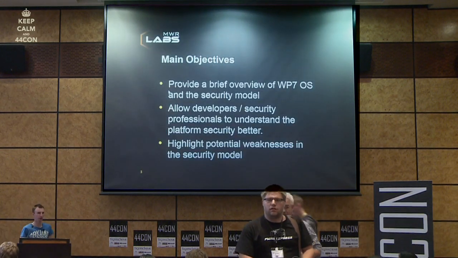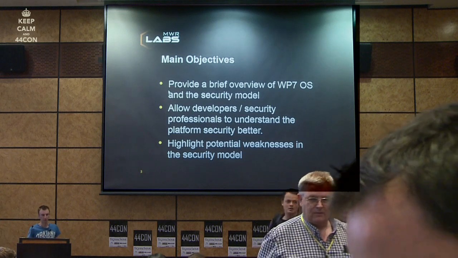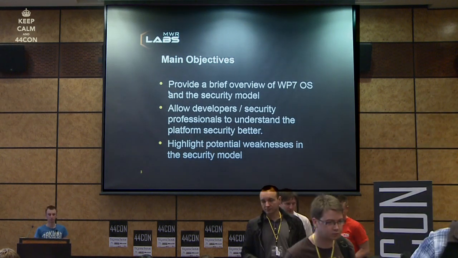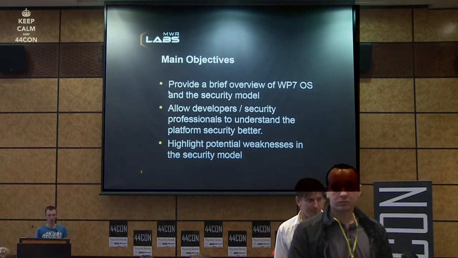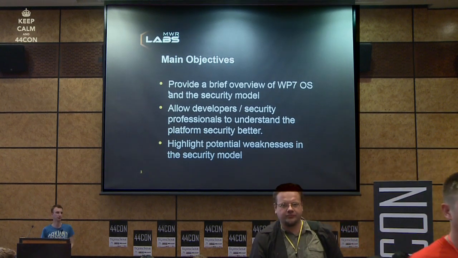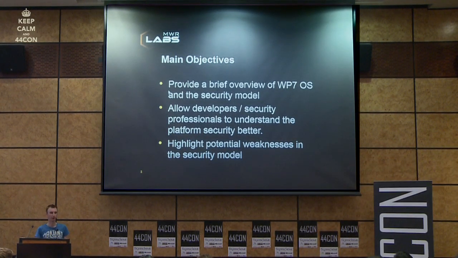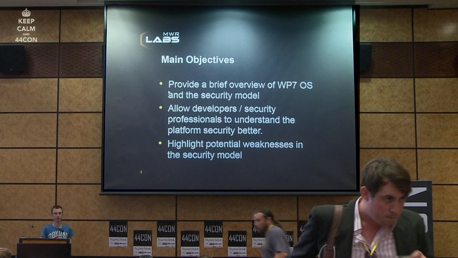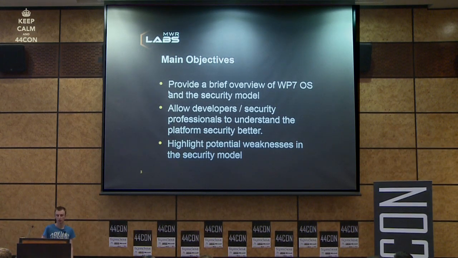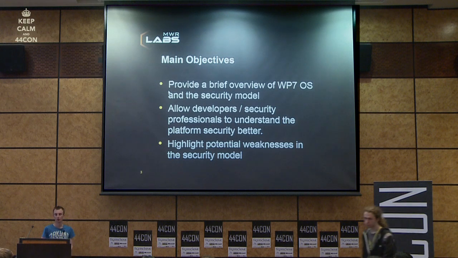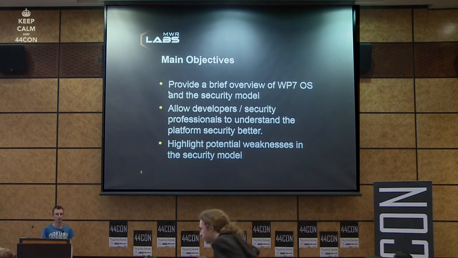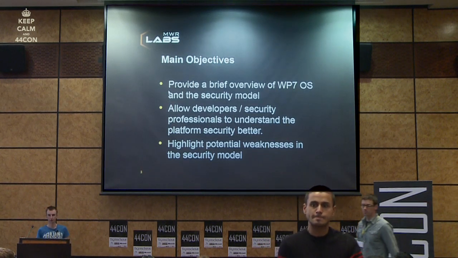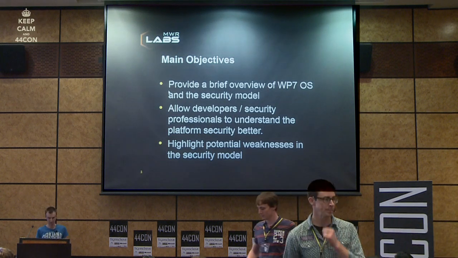So, hello, welcome to my talk on Windows Phone 7. I just want to go over the main objectives of the talk to start off with. I'm going to hopefully provide an overview of Windows Phone 7 for those of you in the audience who aren't familiar with it. And then I'm going to talk about the security features and the security model and all the protections which Microsoft have implemented to protect the phone. And then after that, I hope to highlight any potential weaknesses which I've discovered throughout this research, and also demonstrate exploits which I've written to exploit these weaknesses.